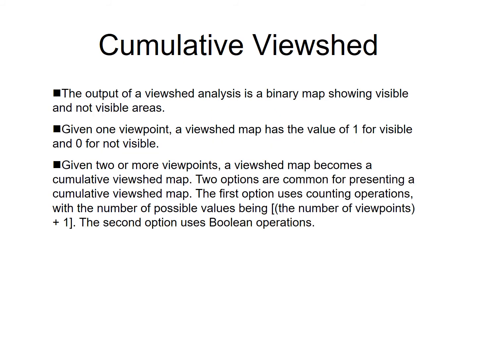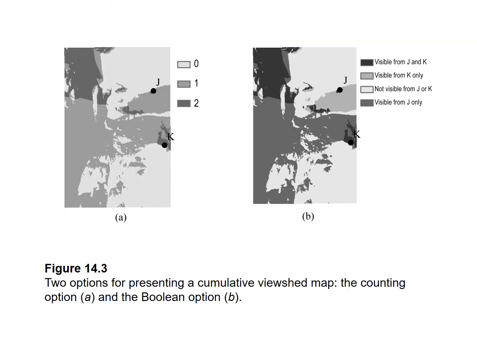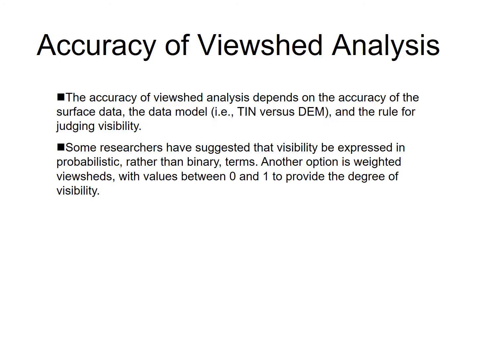The cumulative view shed is the output of the view shed analysis. It's a binary map. It's a 1 or a 0, visible or not visible. And it would look like this. So what's the accuracy? Generally not very good. They tend to be pretty rough.